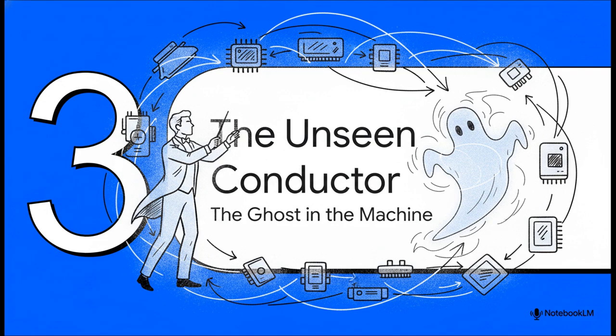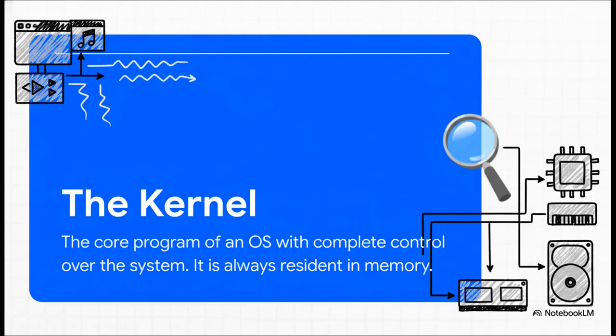But hardware by itself is just silent, useless metal and silicon. There's a huge piece missing, an invisible conductor that brings this entire orchestra to life. This is the real ghost in the machine, the software that translates your click into a language the hardware can actually understand. That conductor has a name. It's called the kernel. It is the absolute heart of your operating system. Whether that's Windows, Mac OS, or Linux, they all have one.